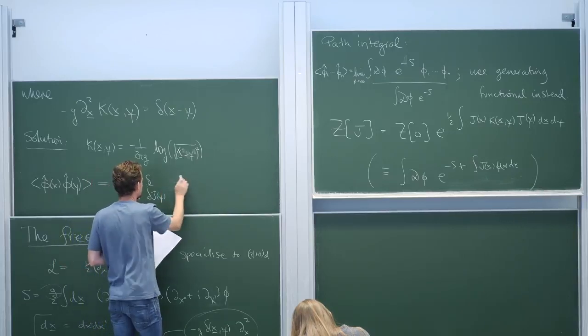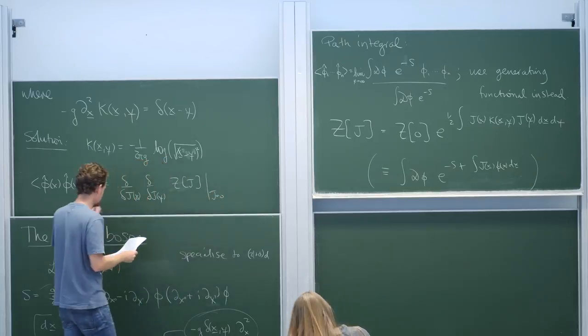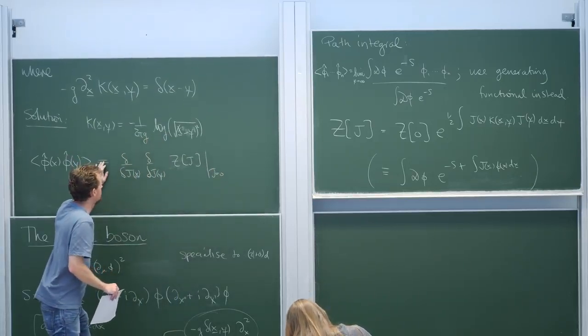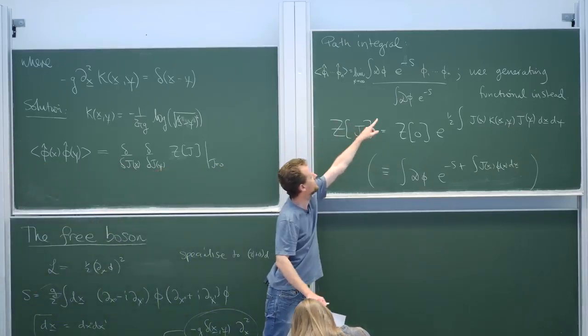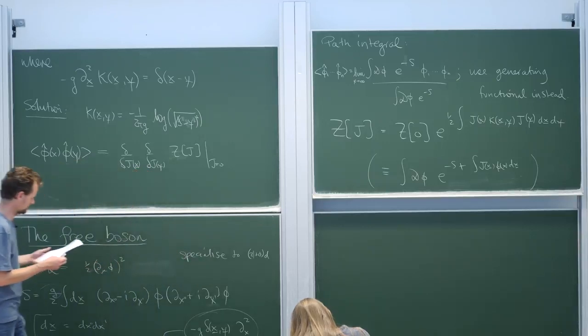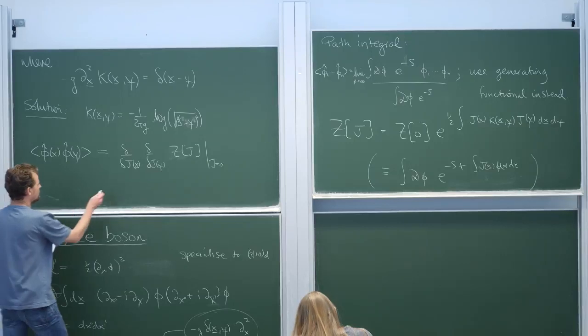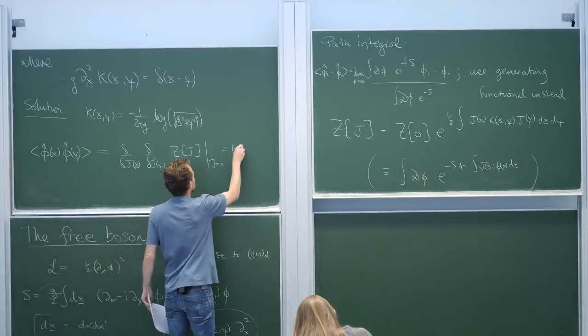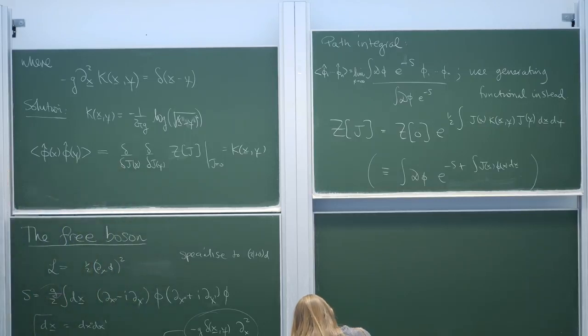Oops, Zj, of course. Go through, work out those functional derivatives. That brings down 2 fields, phi1 and phi2 up there in the path integral, calculate, calculate, and then out comes the only answer that can come, which is k(x, y). Boom.